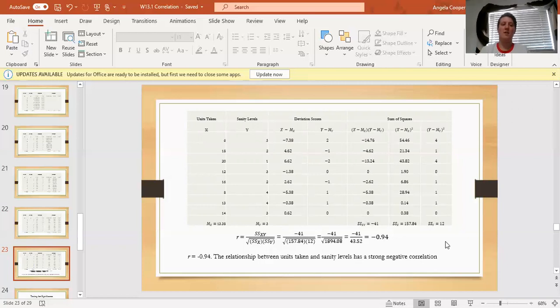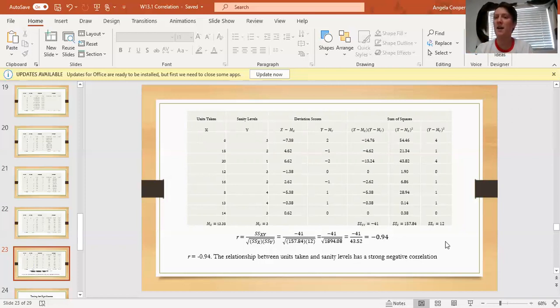So what does this mean? So when we're saying that there's a strong negative relationship between the number of units taken and the reported sanity levels, again, keep in mind that a negative relationship is saying as one thing goes up, the other is tending to go down. So with a negative, strong Pearson's R relationship, we see that the higher number of units that you're taking tends to have a decreased level of sanity.